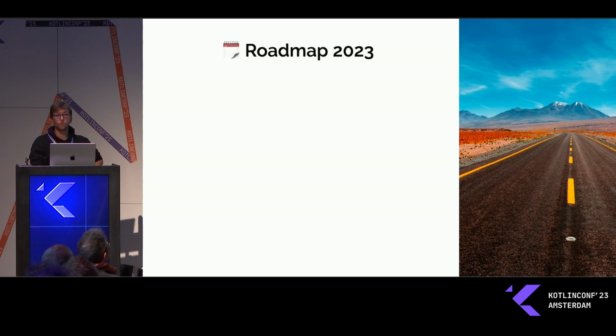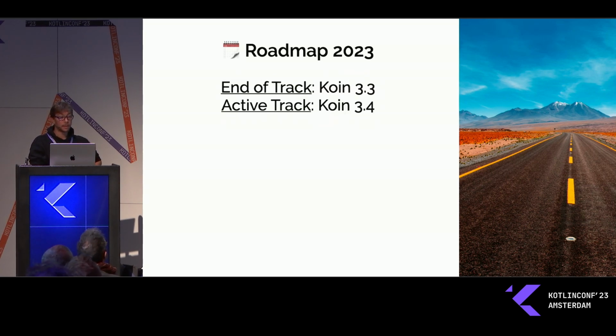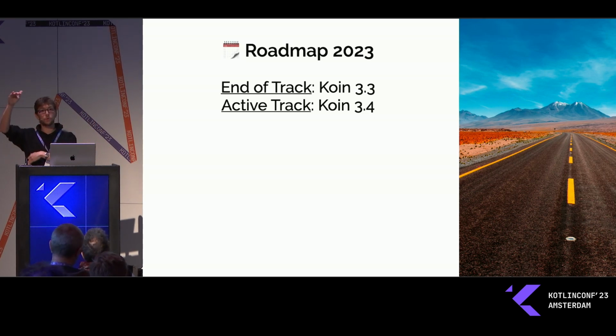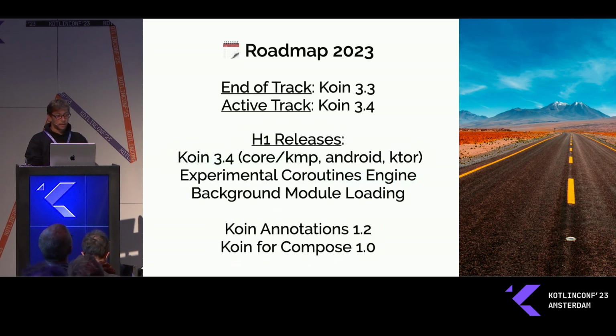In terms of roadmap, where are we going in 2023? The new version 3.4 is out and is already ready to go for you. End of track means that in terms of community support, we won't publish any more patches on 3.3, because it was published six months ago and we can't maintain all the versions. So the latest stable was 3.3, and the new stable is 3.4.